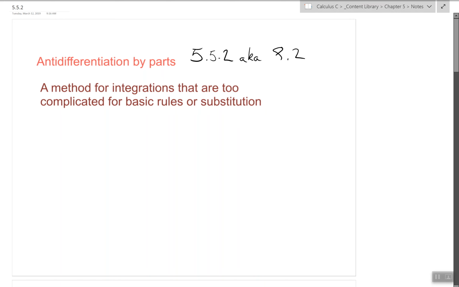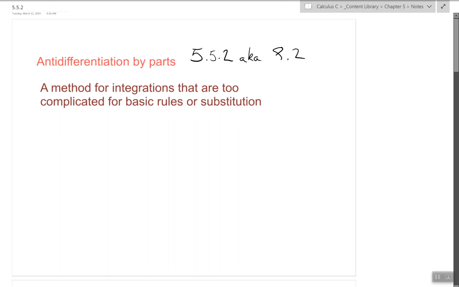So substitution that we did in the previous video was used for composition of functions, which would be more akin to the chain rule for derivatives. This will be the product rule. So it is very, very similar to the product rule, and the formula actually comes from the product rule.